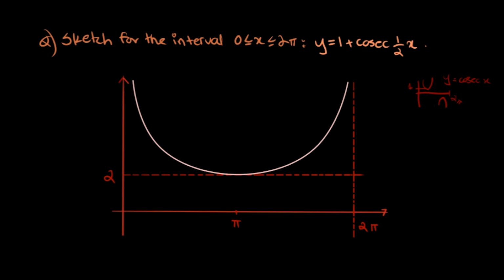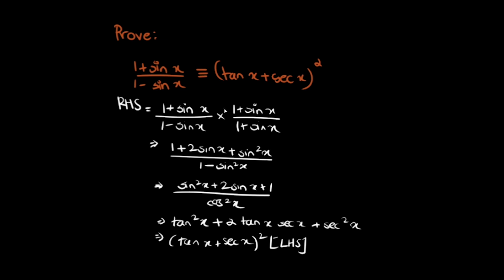We'll end this video with one more identity question. How would you approach this? Firstly, you want to multiply both the numerator and the denominator with 1 plus sin x. Expanding expressions, we see that the denominator can be rewritten as cos squared theta. We divide each term individually with the denominator. If we note the resultant expression carefully, we see that it can be factorized to tan x plus sec x whole squared, hence proving the LHS.